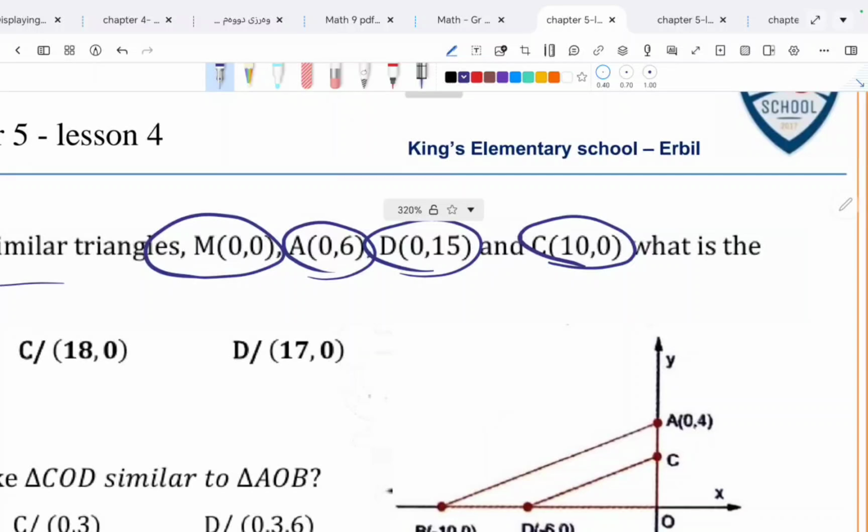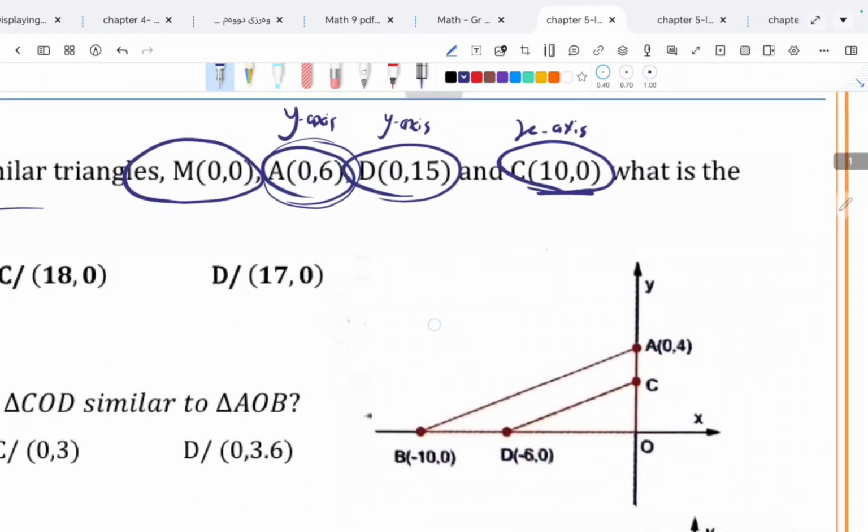As you can see, this one, it's the origin point. This one, it's y-axis. This one, it's on y-axis too, because x is 0. That's why you know it's on y-axis. This one, it's x-axis. So now I have two y-axis with only one x-axis. The other one directly it will be x-axis because there is always two y-axis and two x-axis.